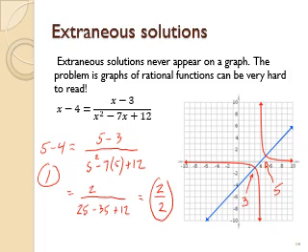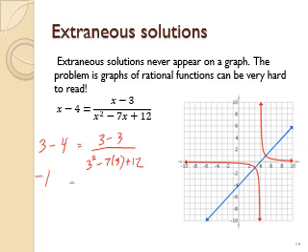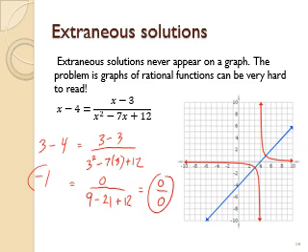But what happens when you plug in the 3? Well, if I plug in 3, 3 minus 4 is negative 1. And on the other side, 3 minus 3, maybe you can already see what's happening. 3 minus 3 is 0, and 3 squared is 9, minus 21, plus 12. That's 0 over 0. And 0 over 0 does not equal negative 1. So why doesn't the 3 work?